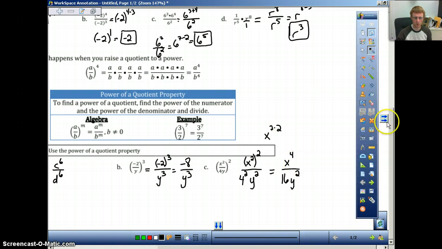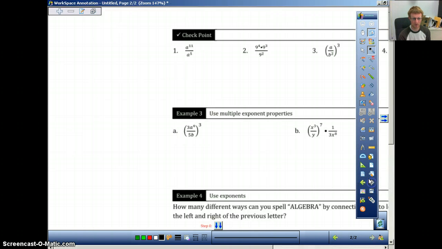Okay? So those are the two properties we're dealing with. We're dealing with the quotient property where we subtract, and we're also dealing with when we have a quotient on the inside of a parentheses and a power on the outside, applying everything to the inside. Now understand, all of this stuff will be combined all into one. So, you know, we're trying to go step by step on these properties because the properties never change. So we have to be able to combine them all into some more complicated problems, and we'll get there. So let's move on to the next page.